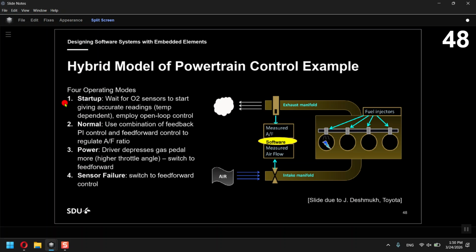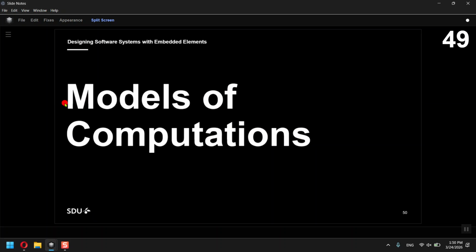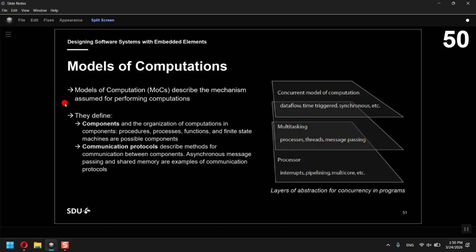So actually, designing those systems is very interesting. The other thing I would like to mention, besides modeling behavior, we also need to model computations. That's a different story, right? So we learned about processors, interrupts, how we actually run, the ALU, how we control the flow of the programs. We learned about processes, threads, message passing, so the multitasking part.